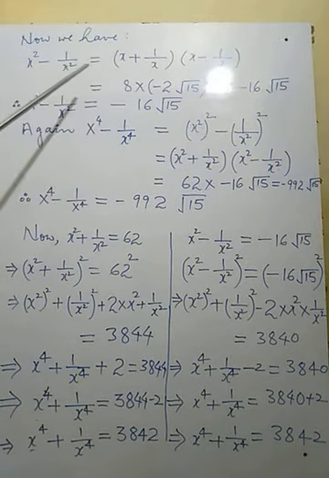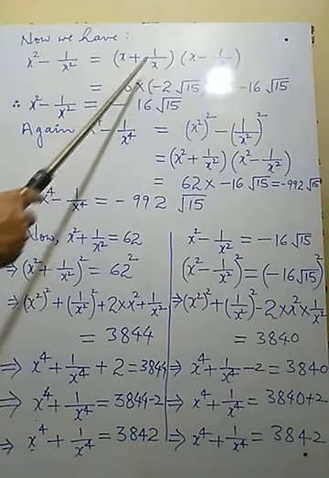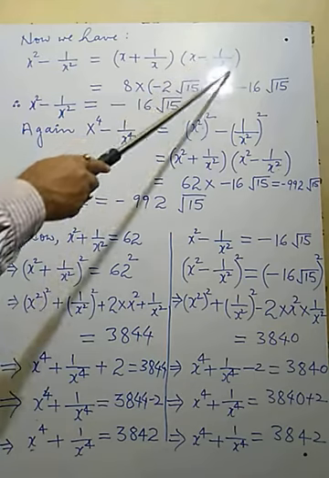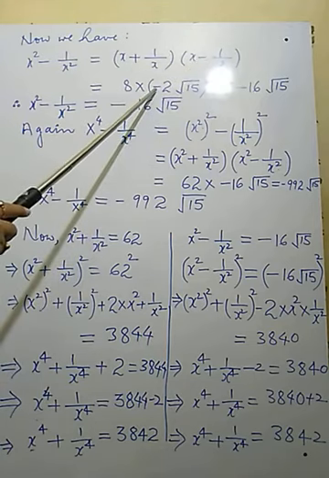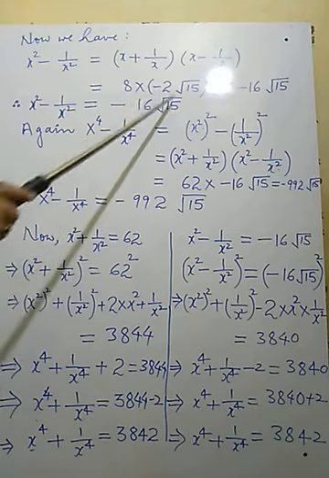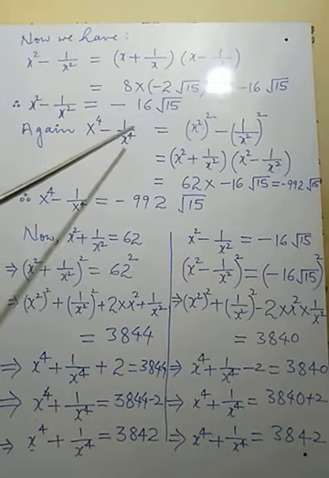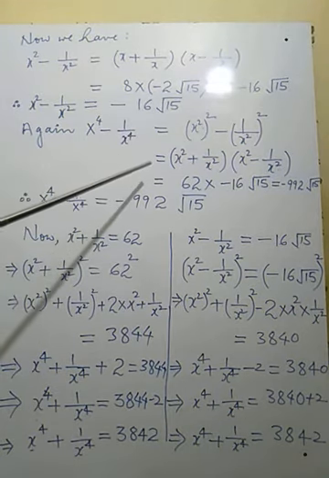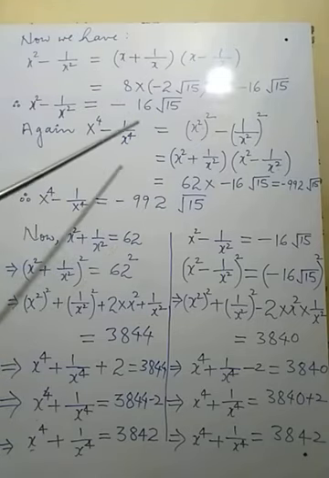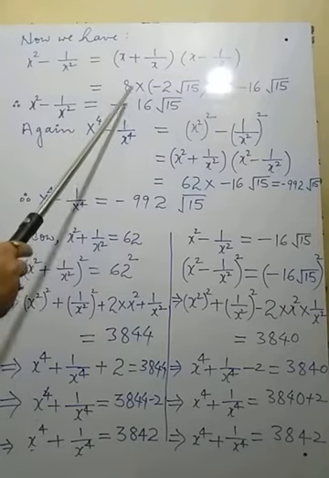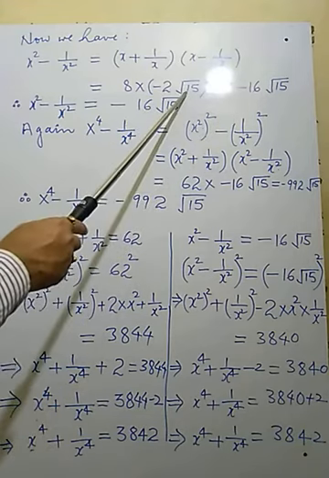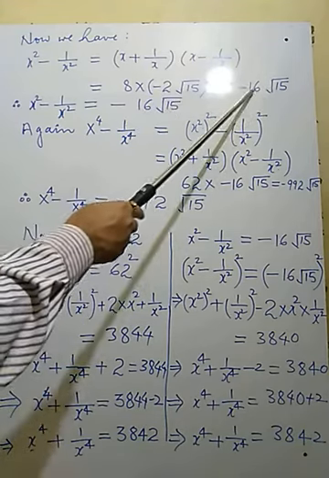If you recollect, the value of x plus 1 upon x is 8, and we have calculated the value of x minus 1 upon x, and that is minus 2 root 15. Since this one is minus, and a minus quantity is always kept inside the bracket, especially in multiplication, we don't forget to put it inside the bracket. Keep this in mind. Now this becomes what? 8 will be multiplied by 2, so that will be 16, and this root 15 is already there, so 16 root 15.